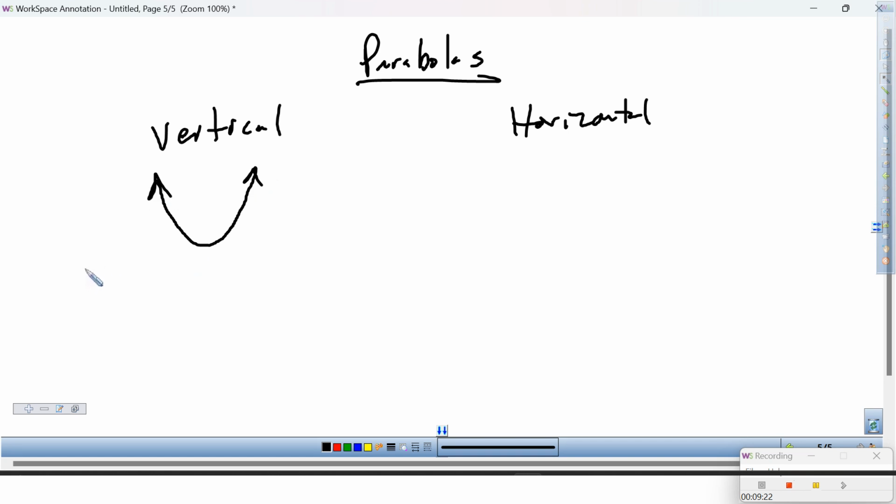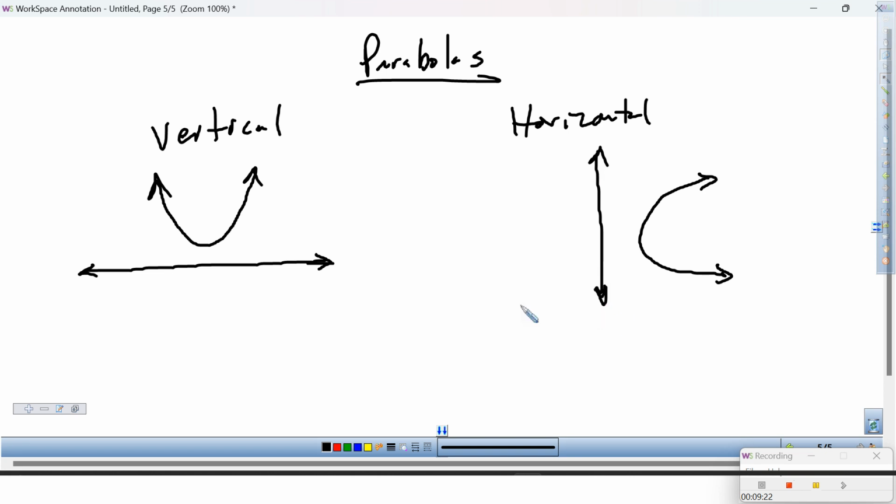And what else do we need? We need a directrix, which is a line right below it, like so. Horizontal is like this. And we need a directrix, which is vertical. Now, how do we know which one is which, Mr. Q? Well, what kind of line is this? It's a horizontal line, so this is going through the y value, so this should be y equals a number. Is that correct? So that means this one is x equals a number.